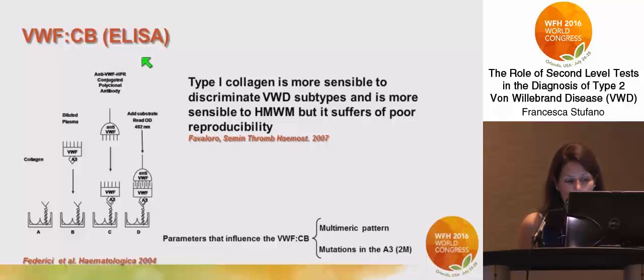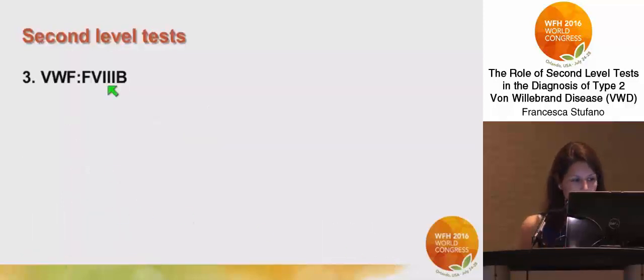Many types of collagens can be used in this test. Type 1 collagen is more sensitive to discriminate von Willebrand disease subtypes and is more sensitive to high molecular weight multimers, but it suffers from poor reproducibility. There are some parameters that influence the collagen binding assay. These are the multimeric pattern and mutations in the A3 domain.